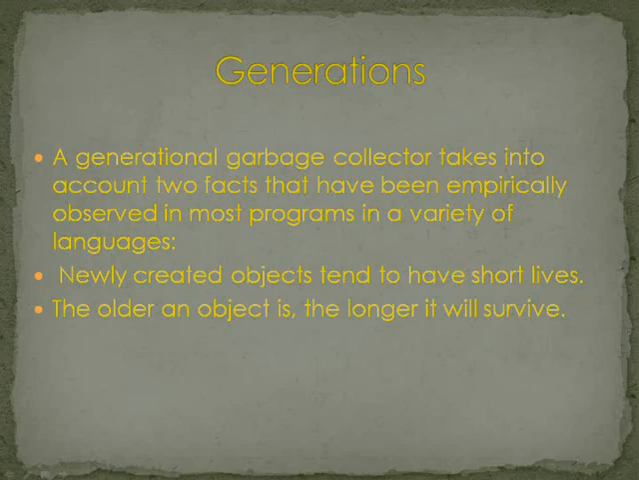The generational garbage collector takes two facts that have been empirically observed in most programs in a variety of languages. The first one is that newly created objects tend to have short lives. The second one is that the older an object is, the longer it will survive. Generational collectors group objects by age and collect younger objects more often than older objects. When initialized, the managed heap contained no objects.